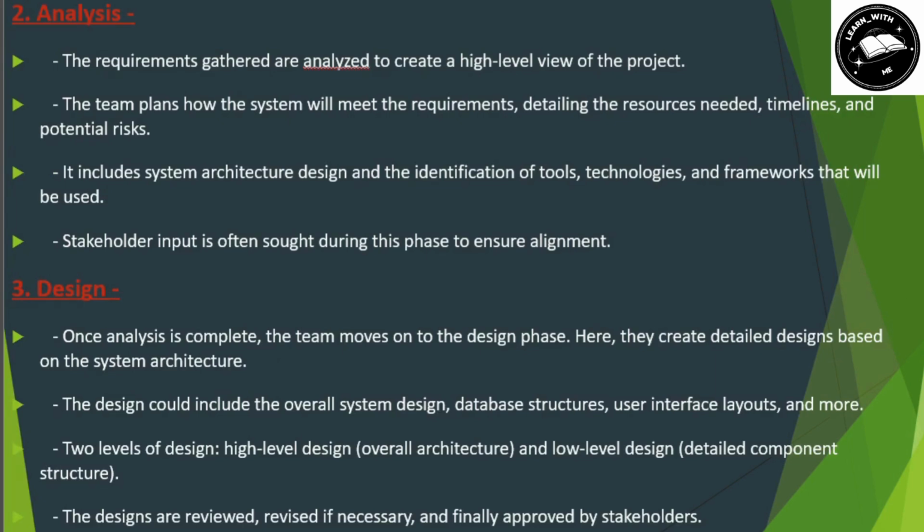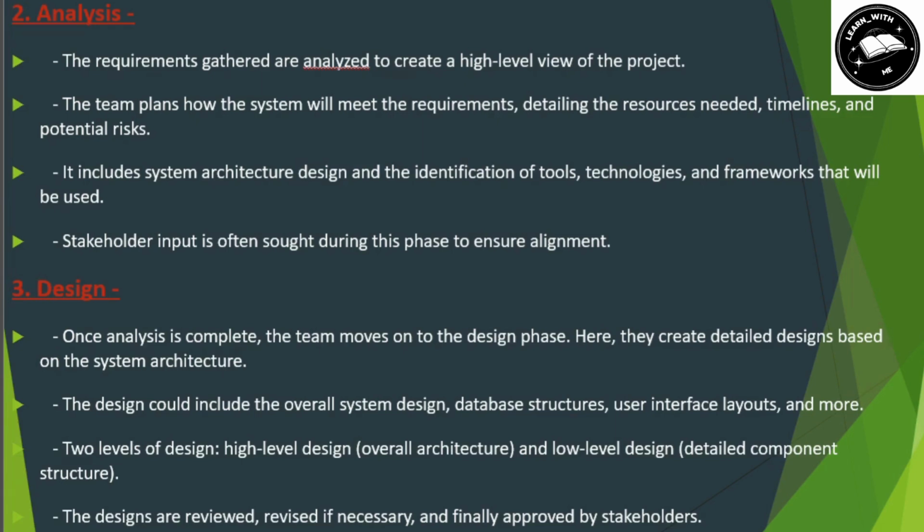Second phase is analysis. The requirements gathered are analyzed to create a high level view of the project. The team plans how the system will meet the requirements, detailing the resources needed, timelines, and potential risks. It includes system architecture design and the identification of tools, technologies, and frameworks that will be used. Stakeholders' input is often sought during this phase to ensure alignment.